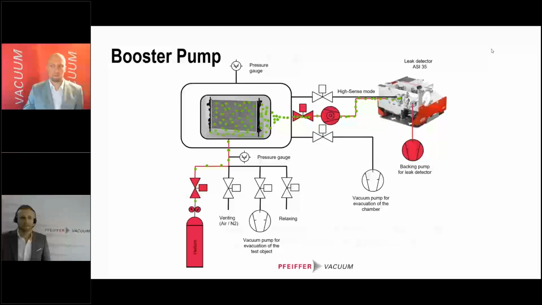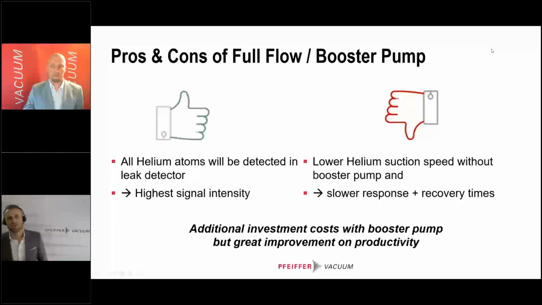So what we can say to the advantages of the full flow and also of the booster pump is basically what I just said. You have the advantage that all of the helium will be detected in the leak detector and you have a very high signal intensity. However, if you use the whole thing without a booster pump, you will have a lower helium suction speed and also a slower response and recovery time.